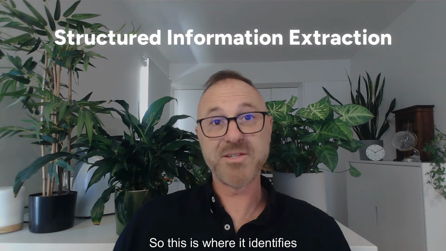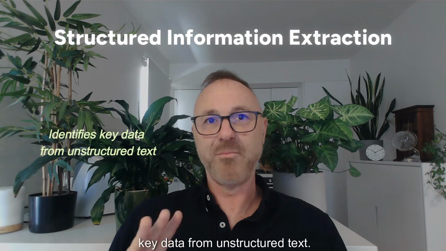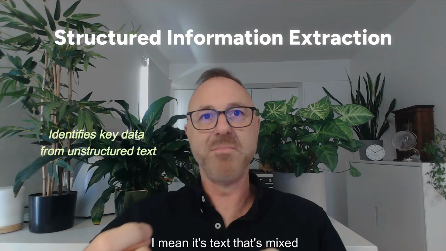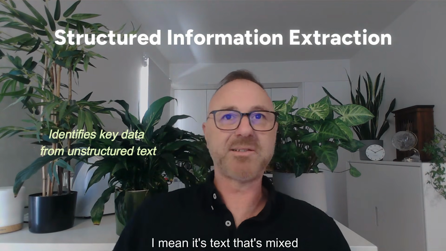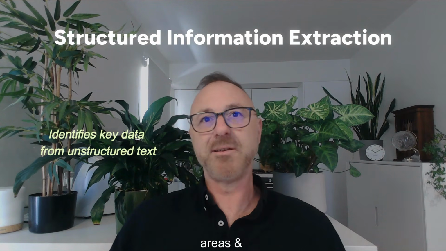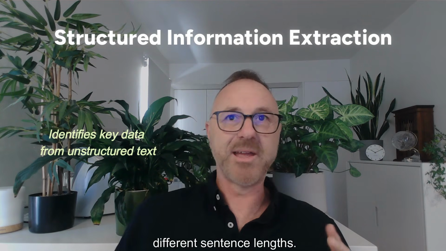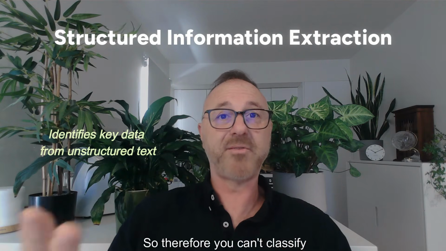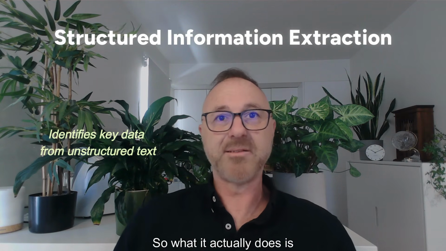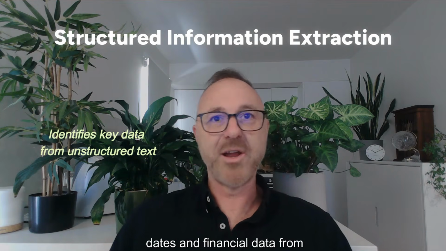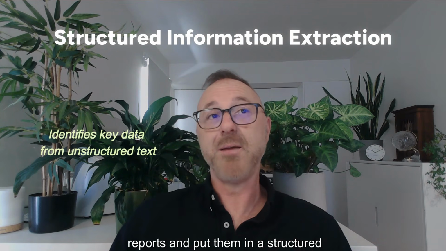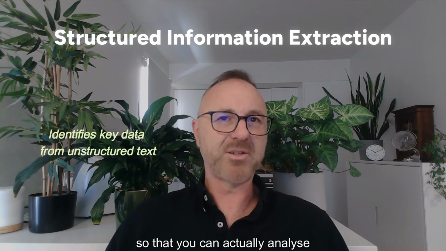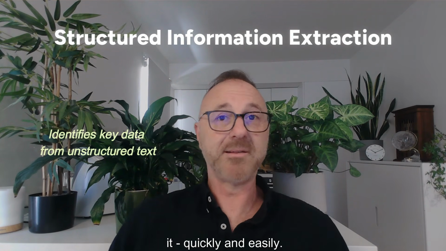So this is where it identifies key data from unstructured text. When I say unstructured text, I mean text that's mixed up in a whole lot of subject areas, different sentence lengths. There's no actual structure to it, so therefore you can't classify it. What it actually does is extract names, dates, and financial data from reports and put them in a structured or tabulated format so that you can analyze it quickly and easily.